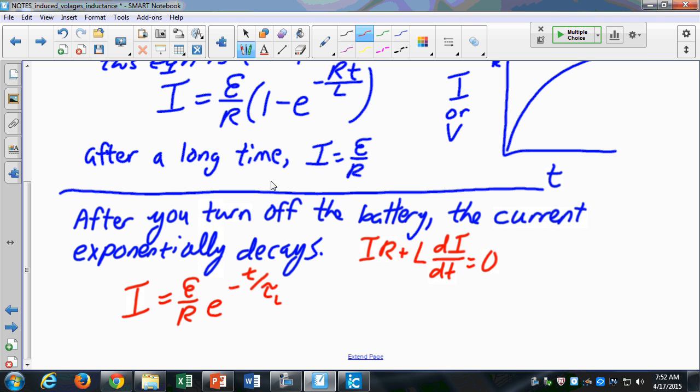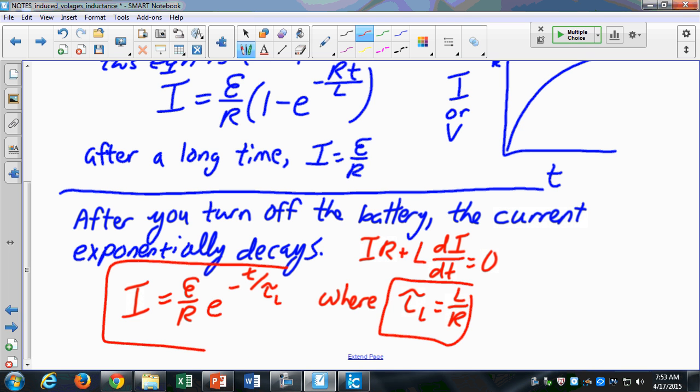Now, this is the time constant of our inductor. And the time constant for that, tau L, is equal to L over R. All right, so this is our time constant. This is our current with respect to time for a decaying circuit, or for a decaying current. And if I look at this, my current versus time, it's going to look like this.